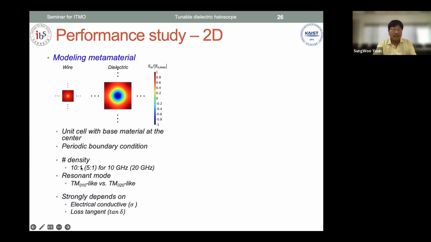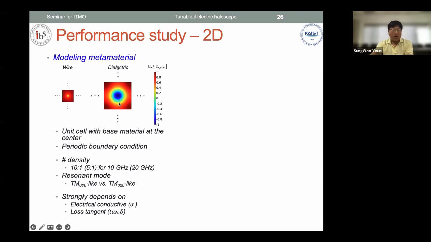For example, for number density, our design is targeting 10 gigahertz. This is 10 to 1, at 20 gigahertz 5 to 1, and the dielectric is much lesser. As for the resonant mode, the wires generally oscillate all together at once, pretty much like a TM010 mode. However, for the dielectric, concerning the field inside, there is always a negatively oscillating component inside the rod. That's why it generated a lower form factor.